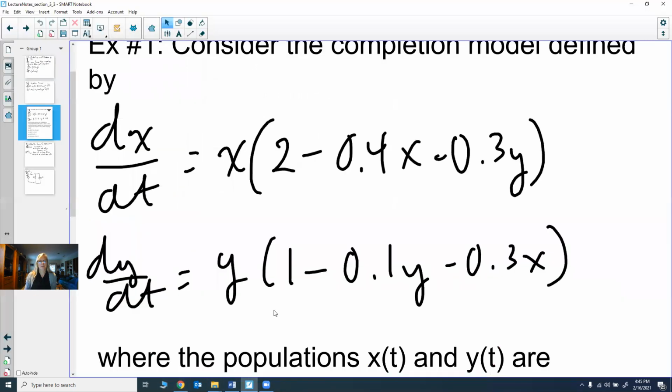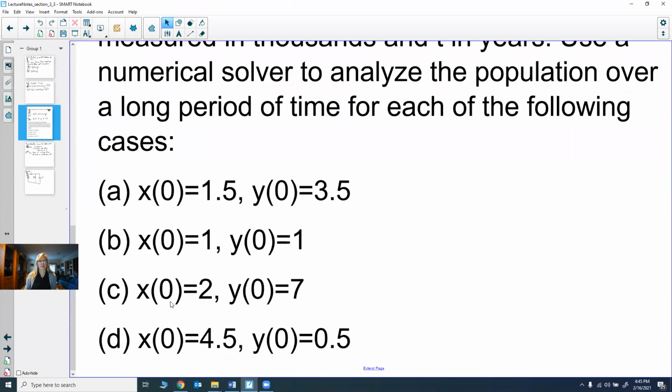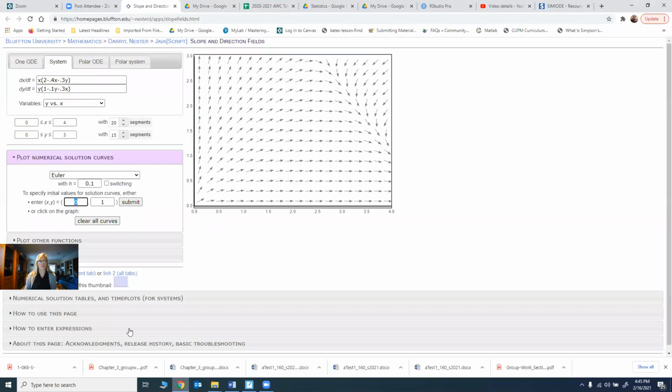So one of the initial conditions we're going to look at is x is 1.5 and y is 3.5. So I'm going to type an x of 1.5 and a y of 3.5 in here, and then I can look to see what happens to it. So basically it's going to find 1.5 here on the x, 3.5 here on the y. So this is the x-axis, this is the y-axis. And so we come over here, 1.5 on the x, 3.5 on the y, and then we're going to follow and see where this graph is going to go.